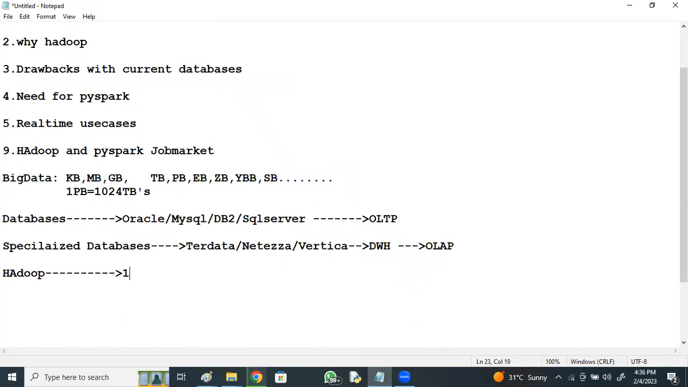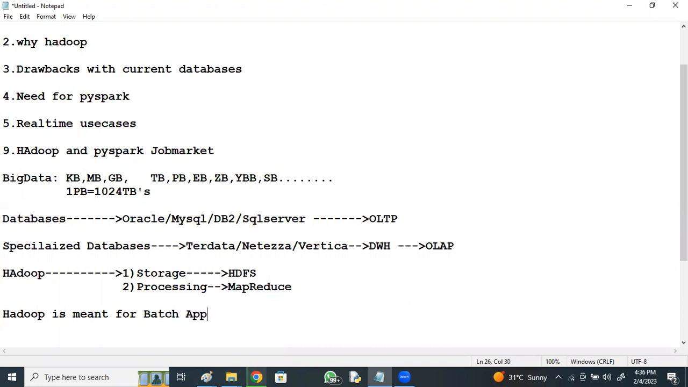Hadoop provides two things. One is storage, HDFS, and for processing, MapReduce. There are two types of applications. Hadoop is meant for batch applications. You may ask, what do you mean by batch applications?